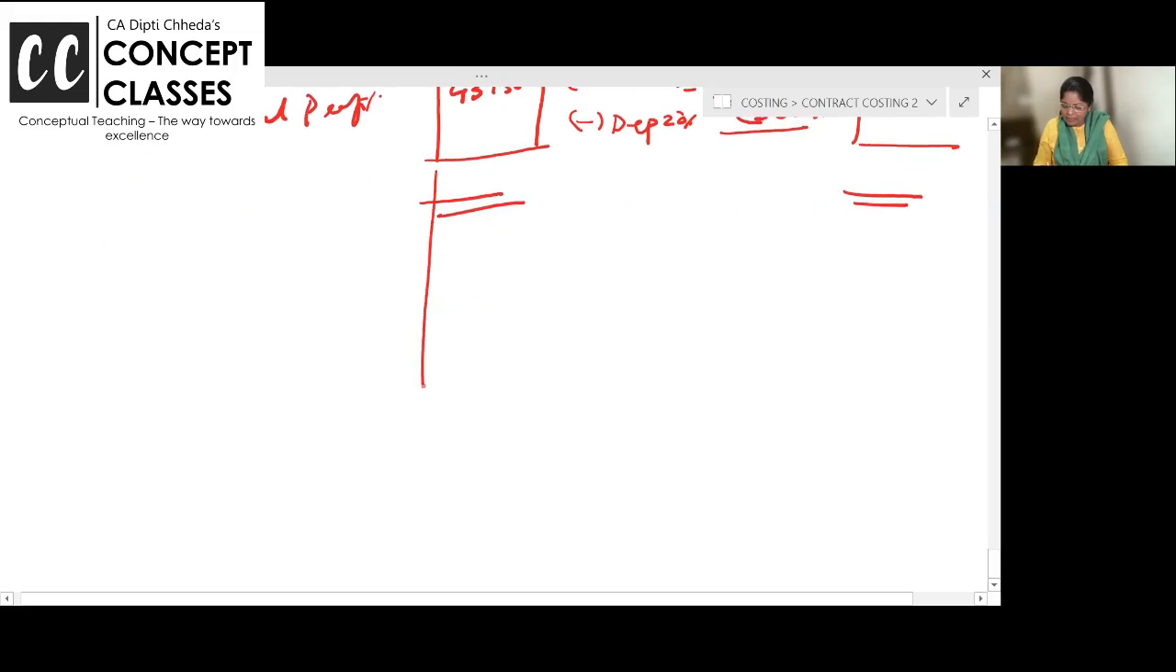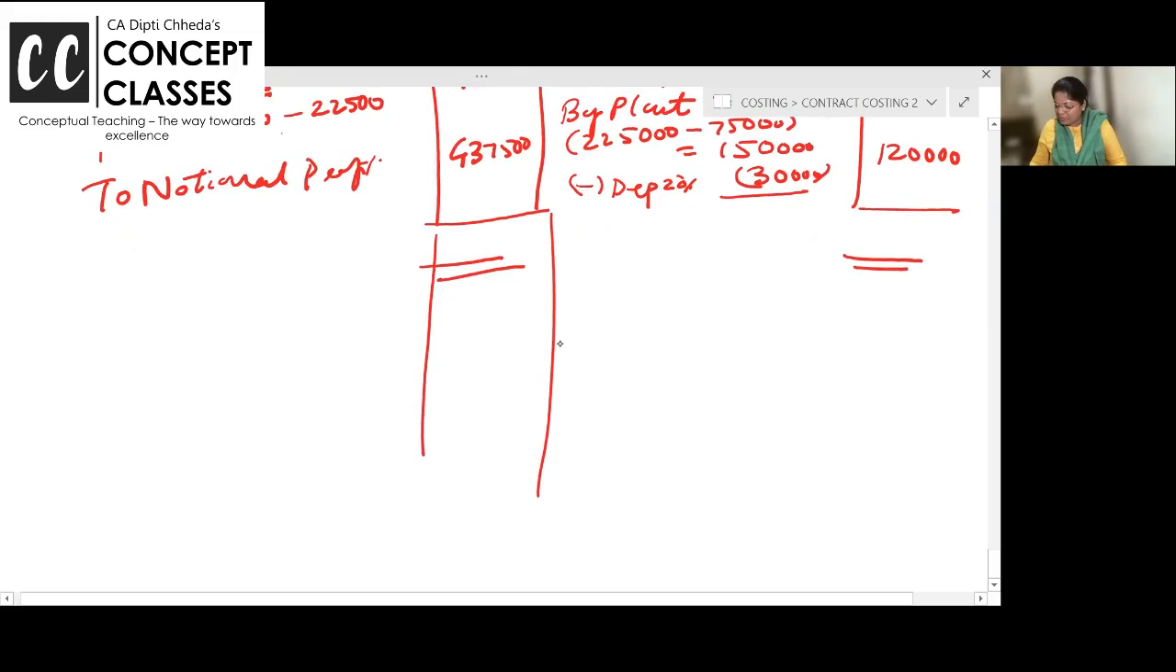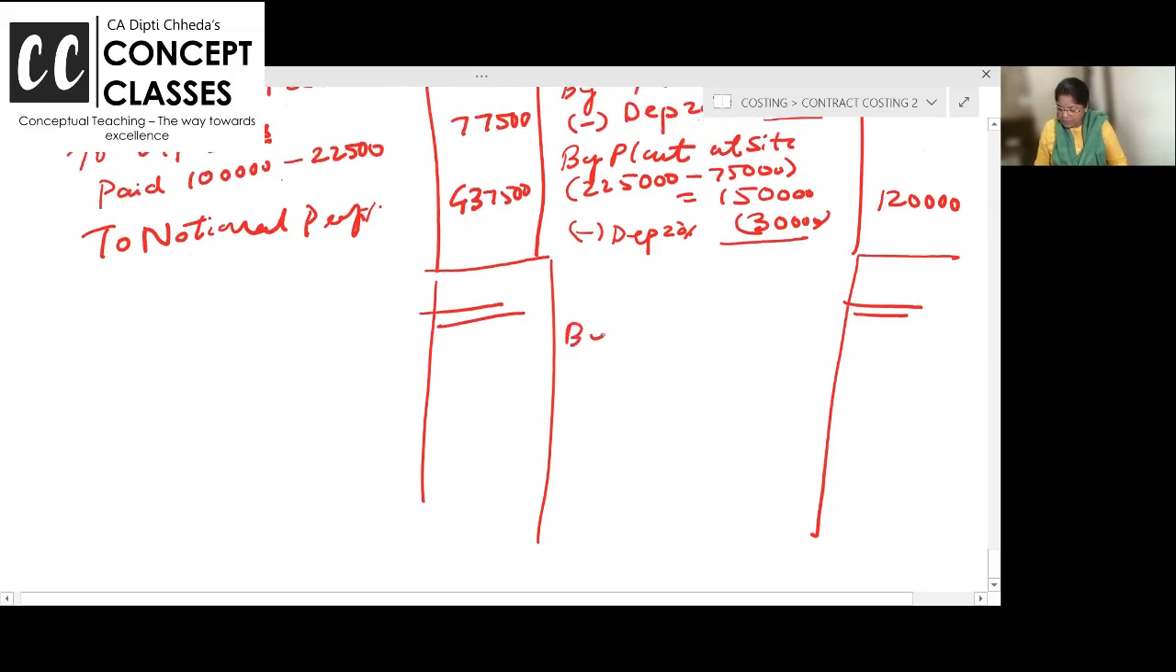Shall we make this time below the line? They have not asked, but ऐसे ही practice के लिए, last problem में हमने skip किया. अभी नीचे आधा पेज और बनाओ. By notional profit, bring it down. Total is how much?